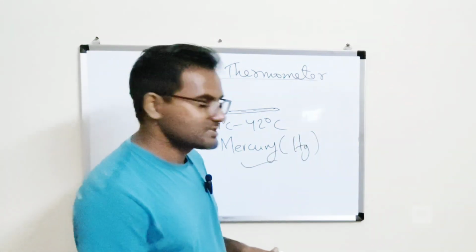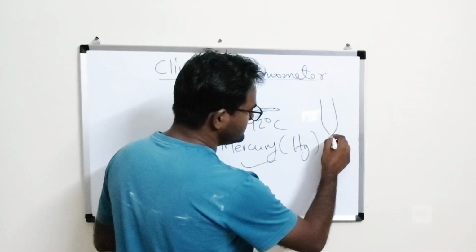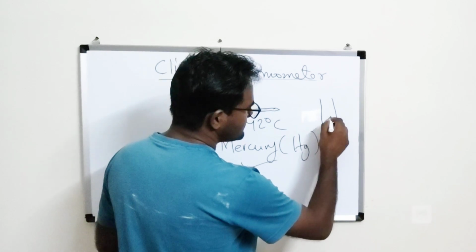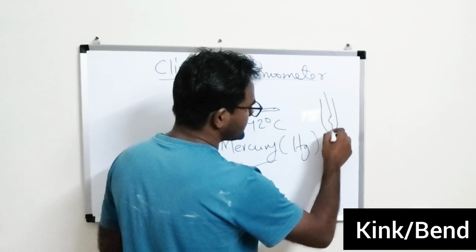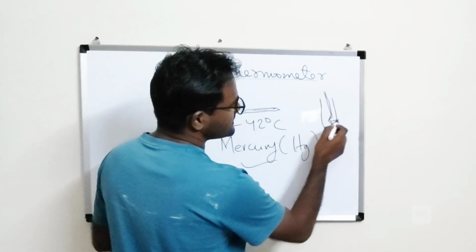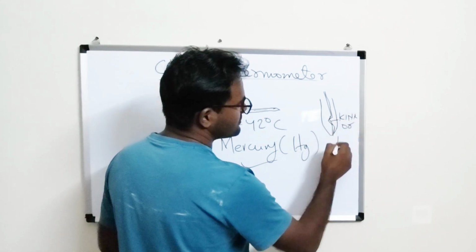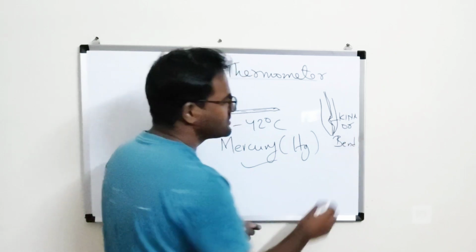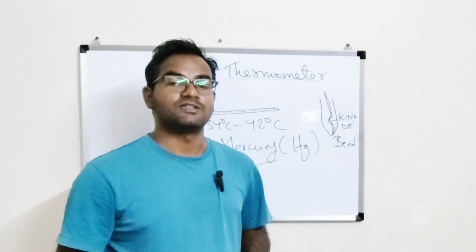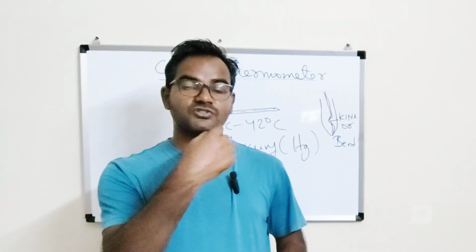Let me draw the mouth of this thermometer once again. Suppose this is the thermometer, right? So this is the thermometer. What happens is that here there is a kink, right? This is the mercury. Mercury is under this pipe. So there is a kink. This is called a kink, K-I-N-K, or you can also call it a bend. So what is the use of this kink, or this bend? The use of this bend is that when you are putting the thermometer in your mouth, the temperature it measures, right?